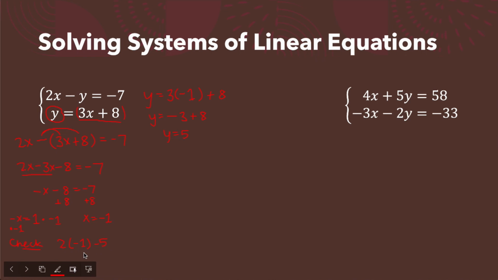Two times -1 is equal to -2, minus 5 is equal to -7, and -7 is equal to -7, so that's good. Now the second equation. 3 times -1 plus 8, we basically did it up here, is equal to -3 plus 8, which is equal to 5, and 5 is equal to 5, so this is also good.